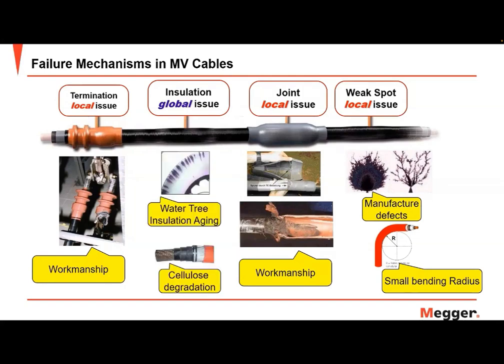Lastly, we have the insulation global issue. Now, by global, we mean all-encompassing, like the whole cable. So this is an integral measurement, and I'll get into this a little bit more on a later slide. But this global issue can be things such as water tree ingress due to just natural aging, or being subject to moisture, as well as the cellulose degradation within the insulation as well.